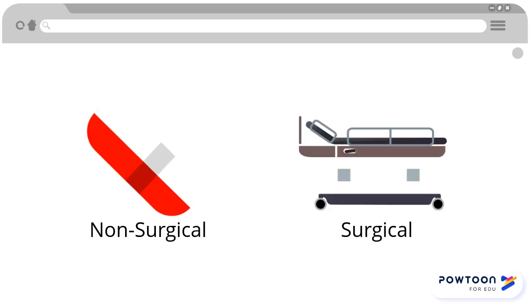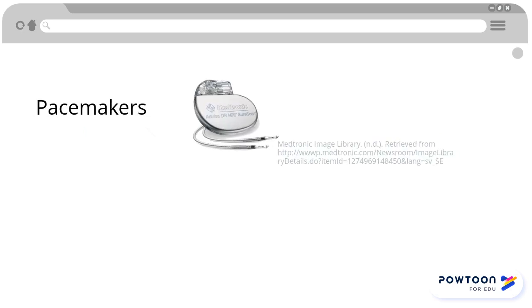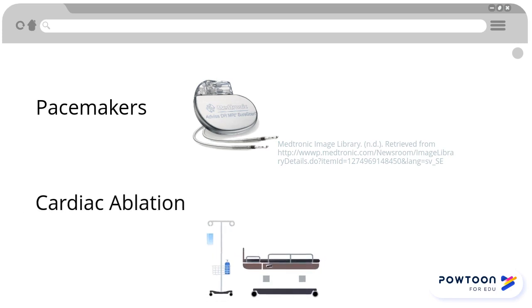Some more invasive examples involve surgery. Pacemakers are small electrical devices that regulate the heartbeat, and they may be surgically inserted into the chest to treat atrial fibrillation. Another and new, more experimental therapy is cardiac ablation, where surgeons actually zap the part of the heart that is causing this irregular rhythm to make sure that it can't take over and cause this arrhythmia.